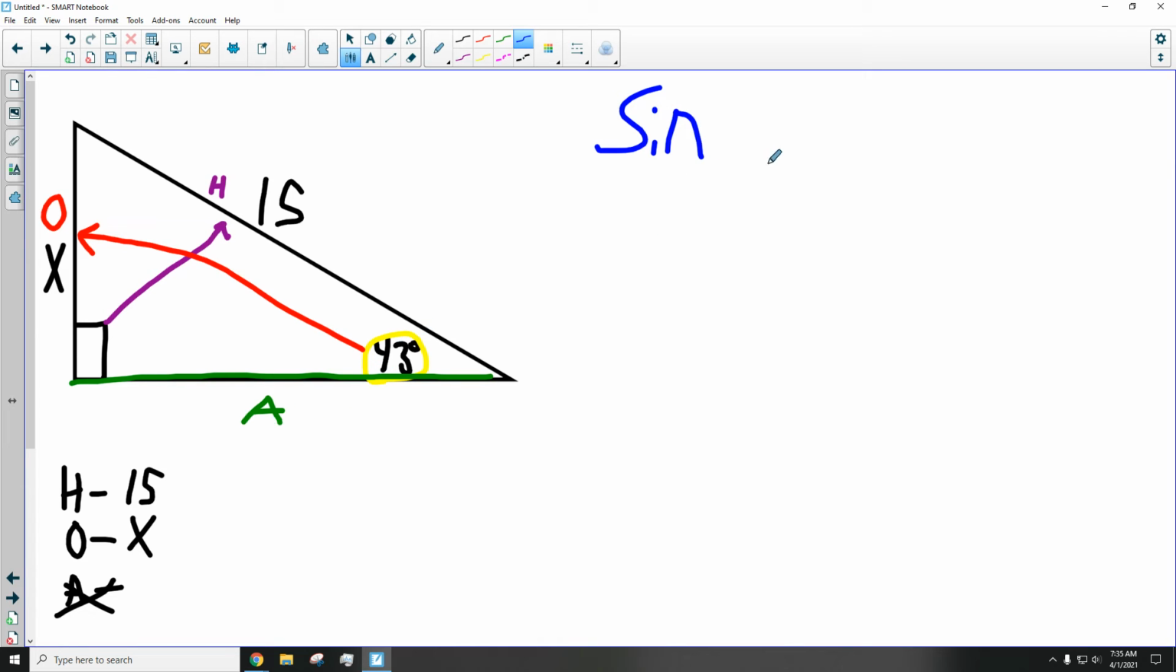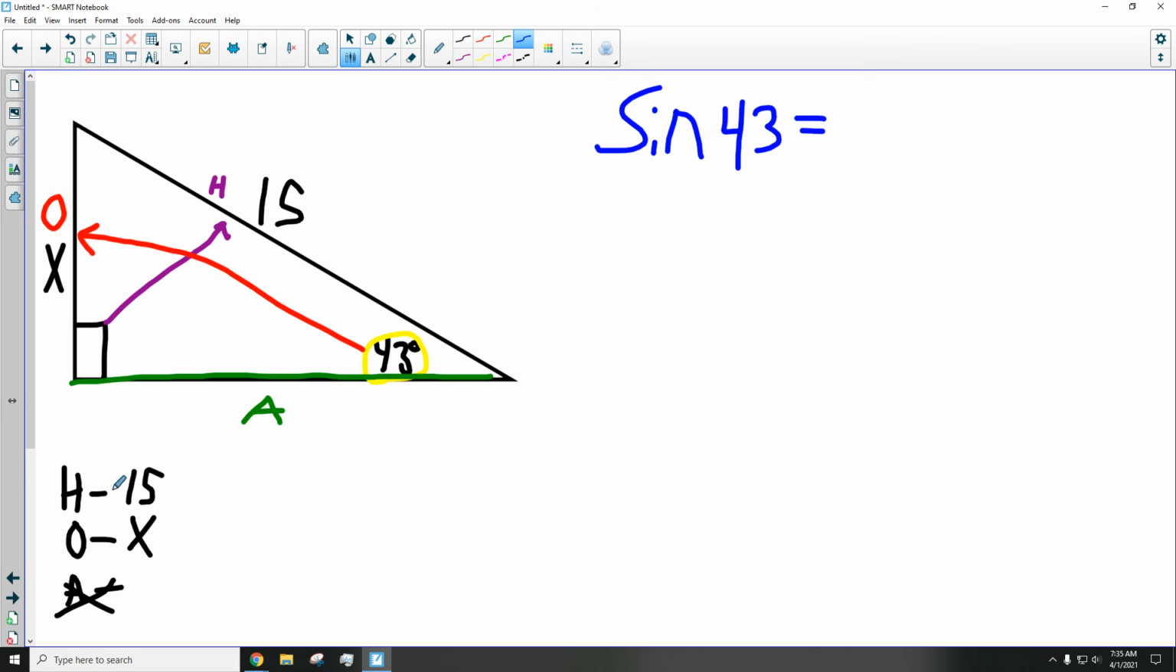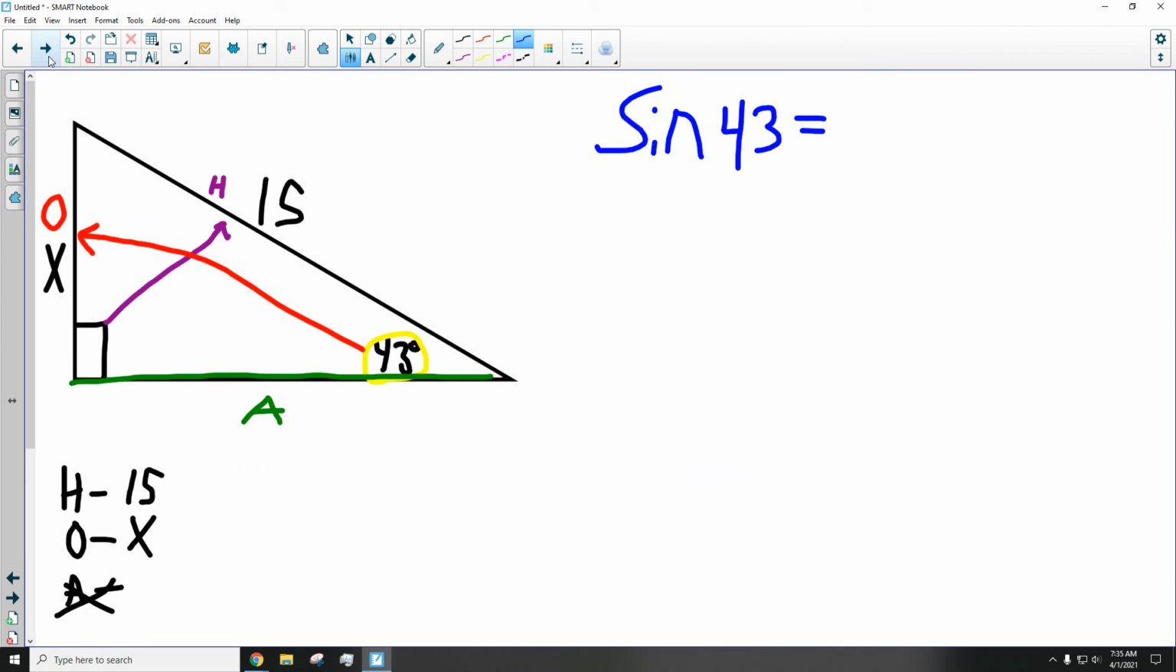Then beside sine, I put my reference angle, which is 43. Equal sign. Then I set up my ratio. So sine is opposite over hypotenuse. So it has to go in that order. Some people get confused about which order to put their sides when they get to this point, whether they should put the 15 on top or the x. But if you look at the function itself, it says that the opposite side is on top and the hypotenuse is on the bottom. So that right there tells you which of these sides needs to go on top. It should be the x because it's the opposite side.